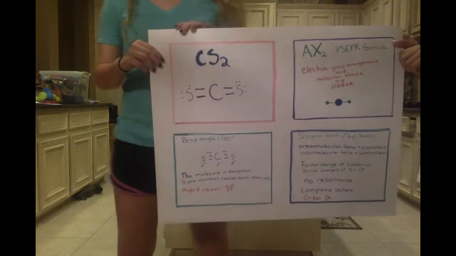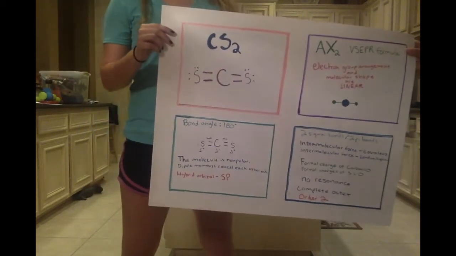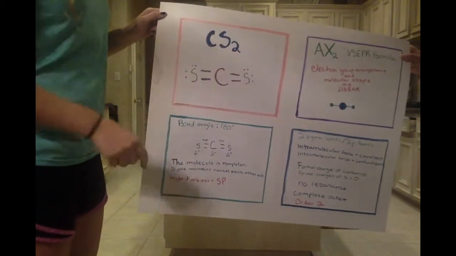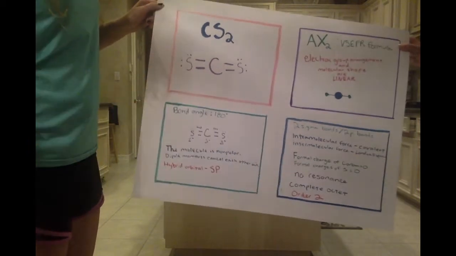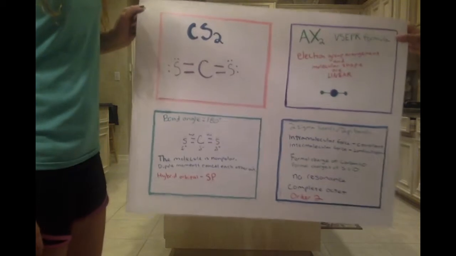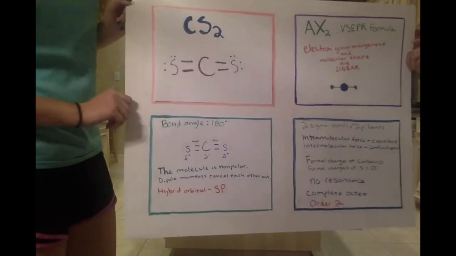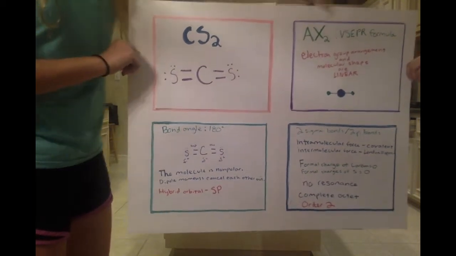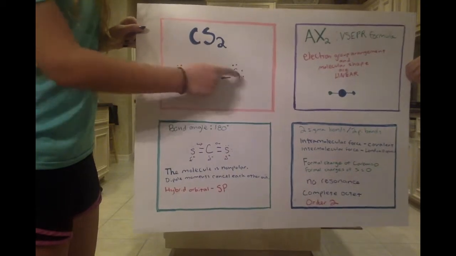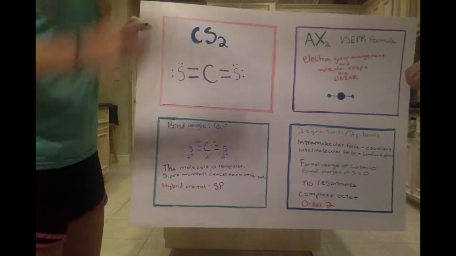Hi, my name is Christina, and the molecules that I'm going to be doing are CS2, and on the back there is PF3. So for CS2, here is a Lewis dot structure, and for CS2, the VSEPR formula is AX2, and the reason why it's AX2 is A stands for the central atom, and X2 is for the atoms that surround C, so there's 2 S's, so X is going to be 2.